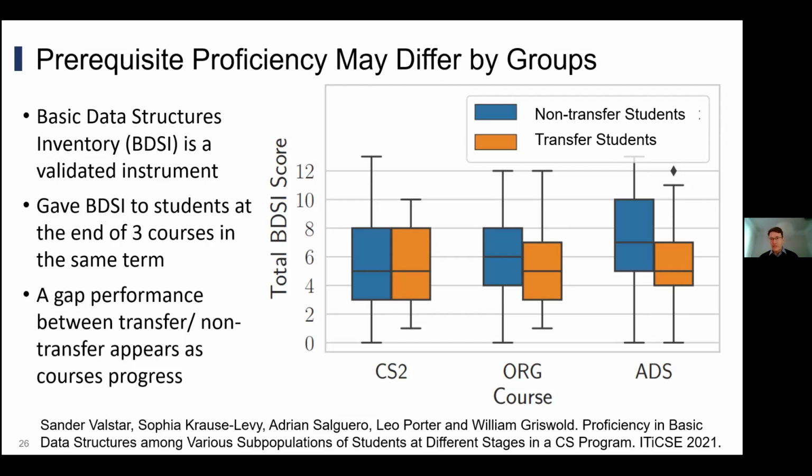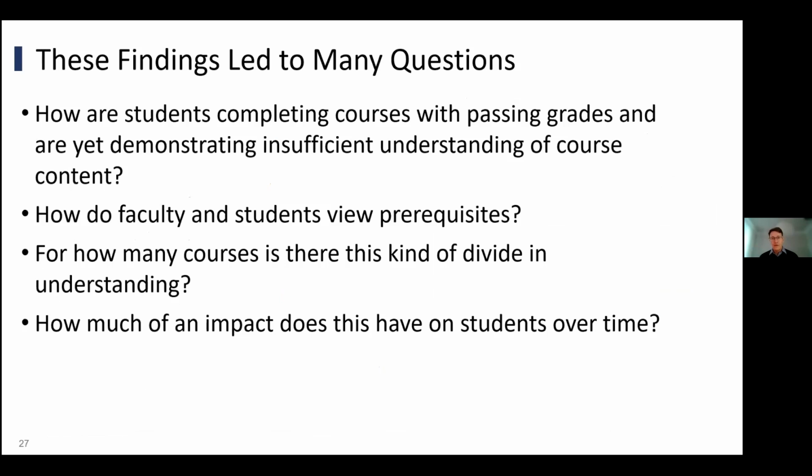And so we're continuing to study this, but it does give us some evidence to suggest that there are differences by different demographic populations. And Sophia actually had a really nice paper at this last technical symposium that saw similar trends, where transfer students were doing worse than non-transfer students, and students from underrepresented racial minorities were also doing worse than students from racially represented groups. And so this has really just led to more questions than answers.